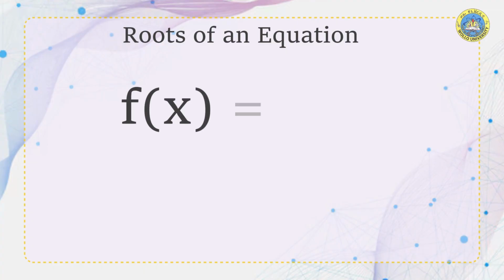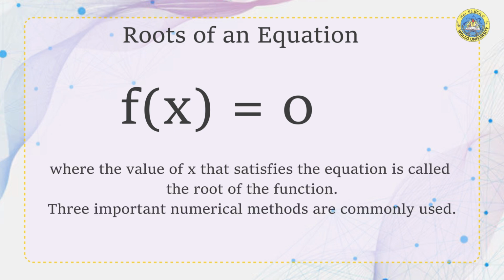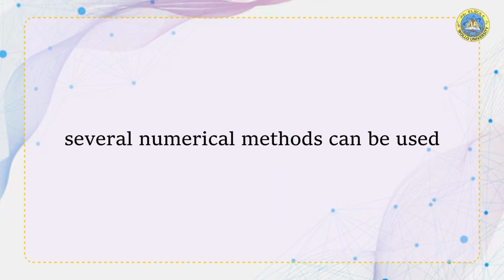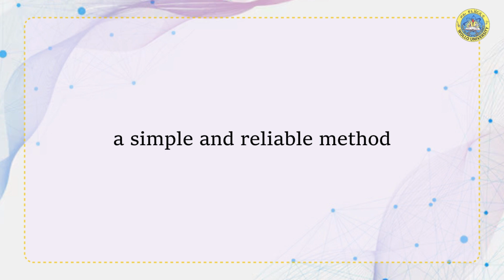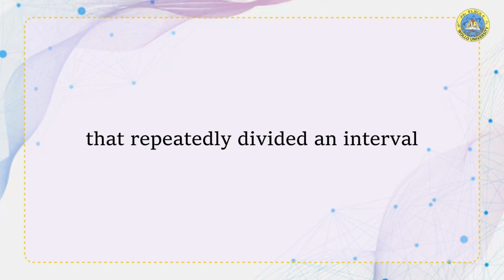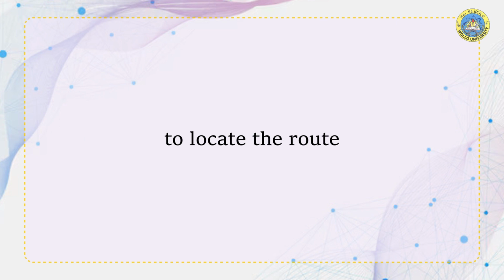Many scientific problems require solving equations of the form f(x) = 0. The value of x that satisfies this equation is called a root. Several numerical methods can be used to find approximate roots. The bisection method is a simple and reliable method that repeatedly divides an interval to locate the root.